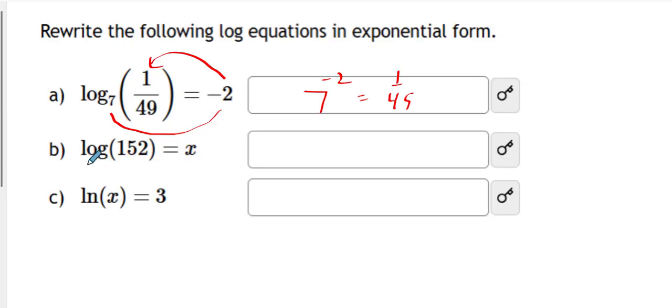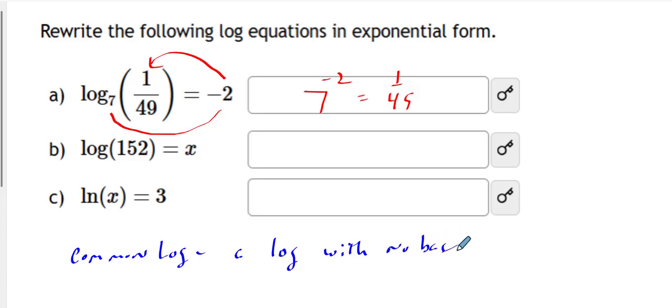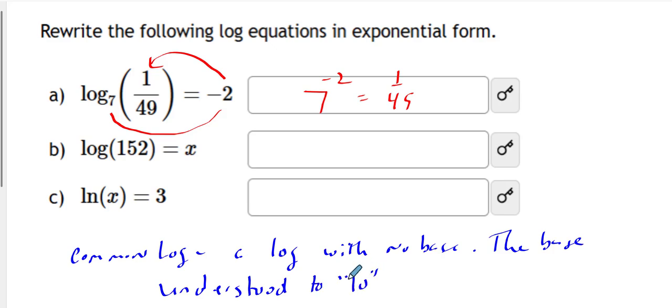This one is a log with no base. It's called a common log. A log with no base actually has a base. The base is understood to be 10. Anytime you see a log by itself, it's called a common log, and there's a 10 here. So you just go ahead and write 10. So the base of the log is 10, so the base of the exponential is 10, raised to the x equals 152.